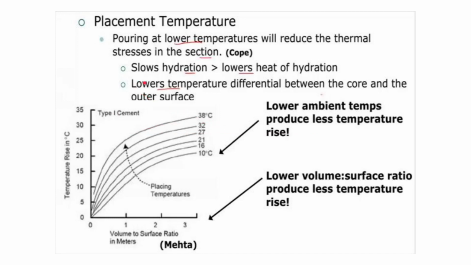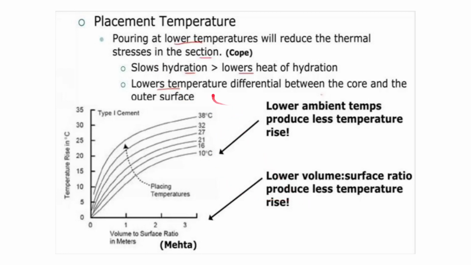So firstly, if there is slow hydration, it will lower the heat of hydration. So a lower placement temperature slows hydration, and that will result in lowering of heat of hydration. Secondly, there is a lower temperature differential between the core and the outer surface. Because the placement temperature is low, that will lower the differential, and that will result in a lesser gradient.